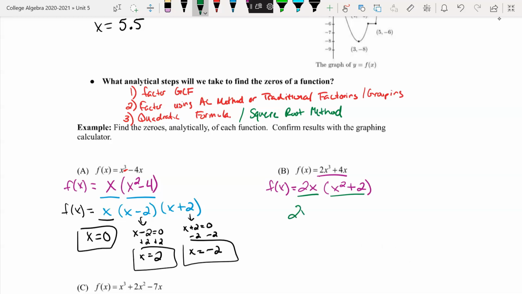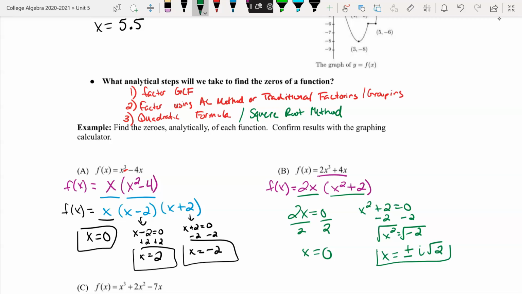So we're just going to set each of them equal to 0. And now we're going to solve it. So the first one, I'm going to get 0. The second one, I'm going to end up subtracting 2 and then square rooting it. When you square root it, it's plus or minus. And I'm going to do i square root of 2. Remember, because if it's negative, it's going to have i. So there's 2 roots, and this is the third, right? And it's x cubed, so that means I'm going to have 3 roots.